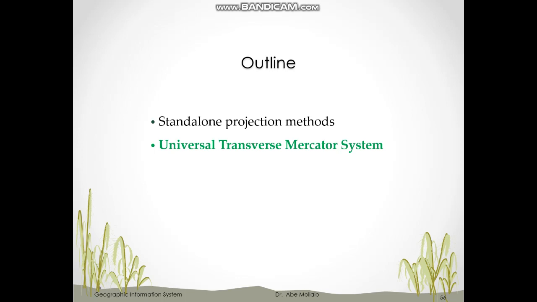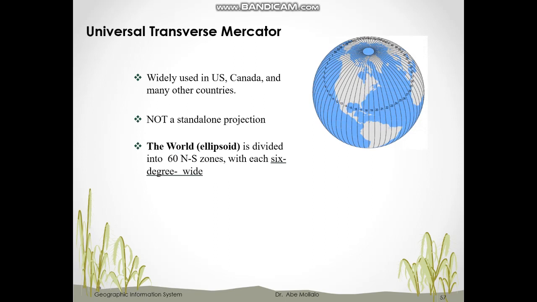So now we have talked about the three standalone projection methods. Let's look at the most complicated projection, the most widely used projection that you probably have heard about, that is UTM. So UTM is used in the United States, Canada, and many other countries. That's why it's called universal. Second, it's transverse Mercator, or uses a horizontal cylinder as projection surface. So this is not a standalone projection. This is actually a composition or collection of many projections together.